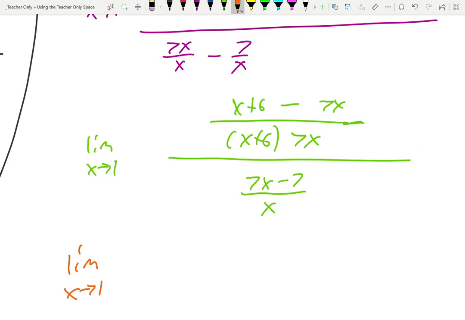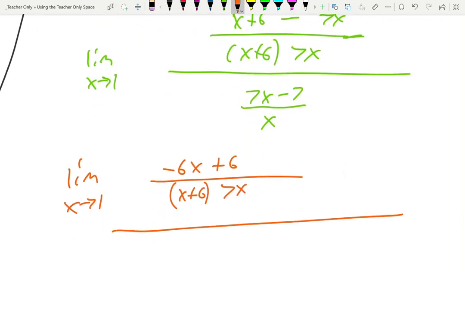X minus 7x would make negative 6x plus 6 all over x plus 6 times 7x all over, and let me scoot this over here because I really want it to be clear that it's on the left-hand side. There we go. Now this denominator, there's really not much to do, so we're going to leave it as 7x minus 7 over x. Okay, so far so good.